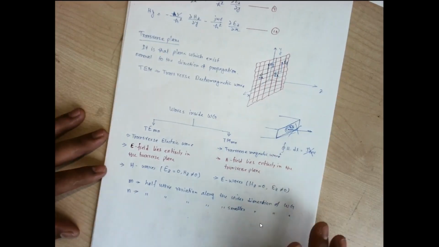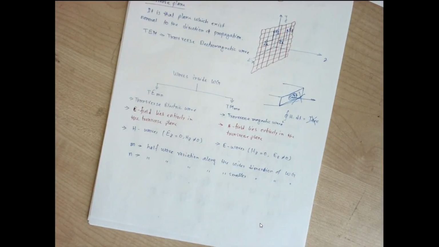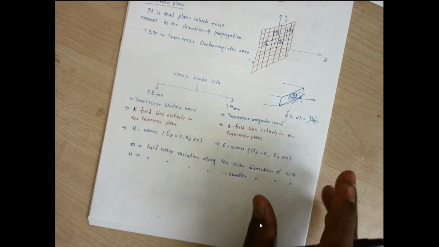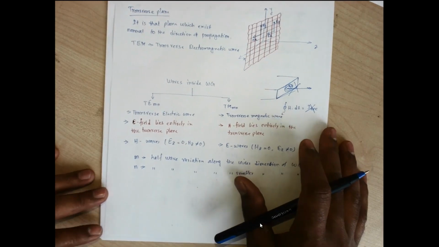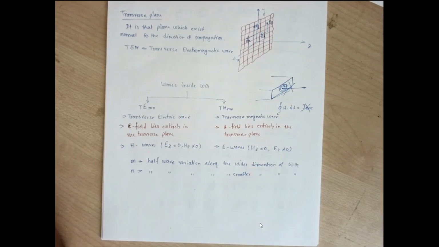So, last day we've seen what are the different kinds of waves that can exist inside the waveguide. These are either TE waves or TM waves, that is transverse electric waves or transverse magnetic waves. But the combination of these two, that is transverse electromagnetic wave, cannot exist because the waveguide is acting as a bounded medium compared to the unbounded medium, as we have seen for the waves propagating in free space.